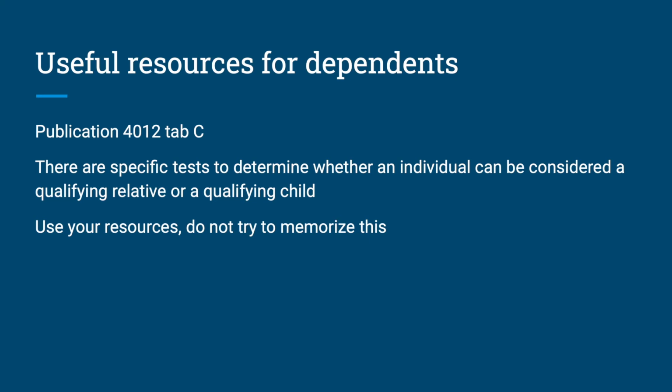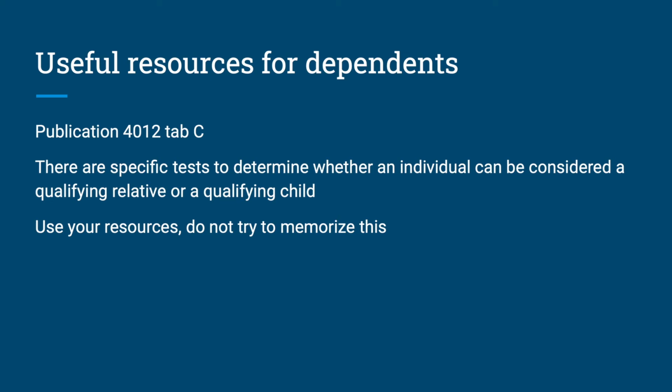There are a few useful resources for dependents. Publication 4012, tab C. We're going to walk through that here at the end of this video as well, but it is a valuable resource for you to take a look at. And there are some specific tests to determine whether an individual can be considered a qualifying relative or a qualifying child. They have to be a qualifying relative or a qualifying child to be a dependent. And again, I'm going to hammer this point home in all of our videos. Use your resources. Do not try to memorize this. Learn the general concepts, and that's really how these videos are designed.